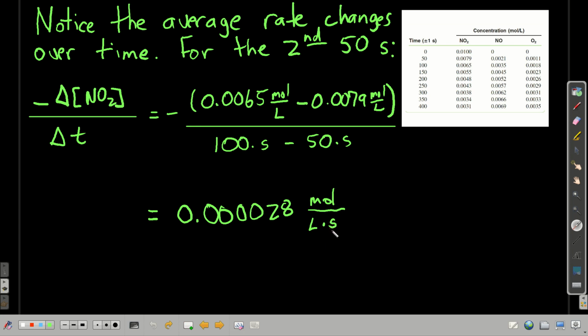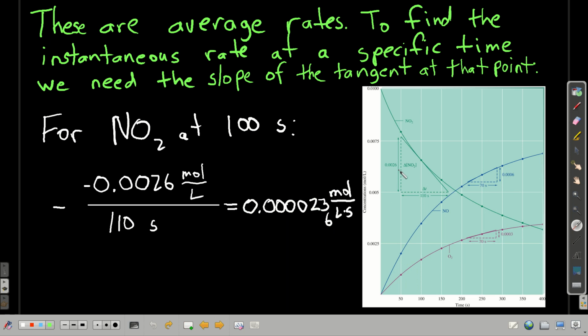It's different. It's a different number. And if you look back at that curve, you see it's not a straight line. So the slope of the curve is changing, which means that the rate is changing. Now, those are average rates. So over the first 50 seconds, that was on average the change in concentration of nitrogen dioxide over time, and the same thing for the second.